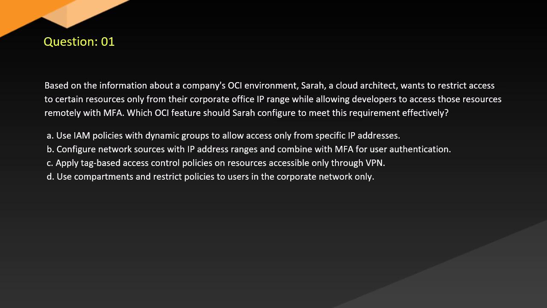A. UCM policies with dynamic groups to allow access only from specific IP addresses. B. Configure network sources with IP address ranges and combine with MFA for user authentication. C. Apply tag-based access control policies on resources accessible only through VPN. D. Use compartments and restrict policies to users in the corporate network only.